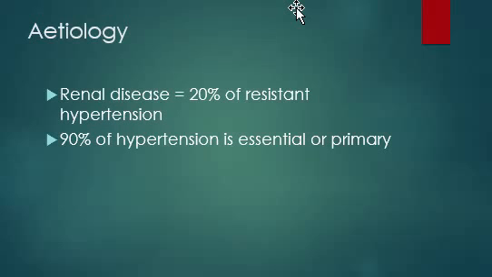So, renal disease accounts for a large portion of hypertension that's secondary. So, essential or primary hypertension, which is about 90% of hypertension cases, consists of all the different etiological factors that I went over, like age and diet and things. The other 20%, the resistant hypertension, 20% of that is renal disease.